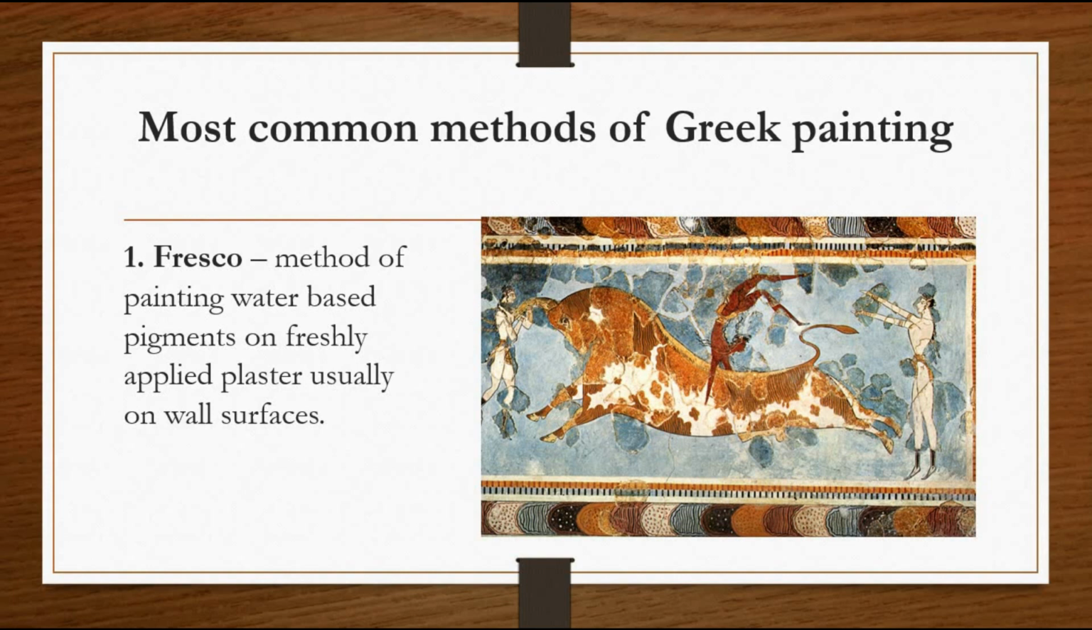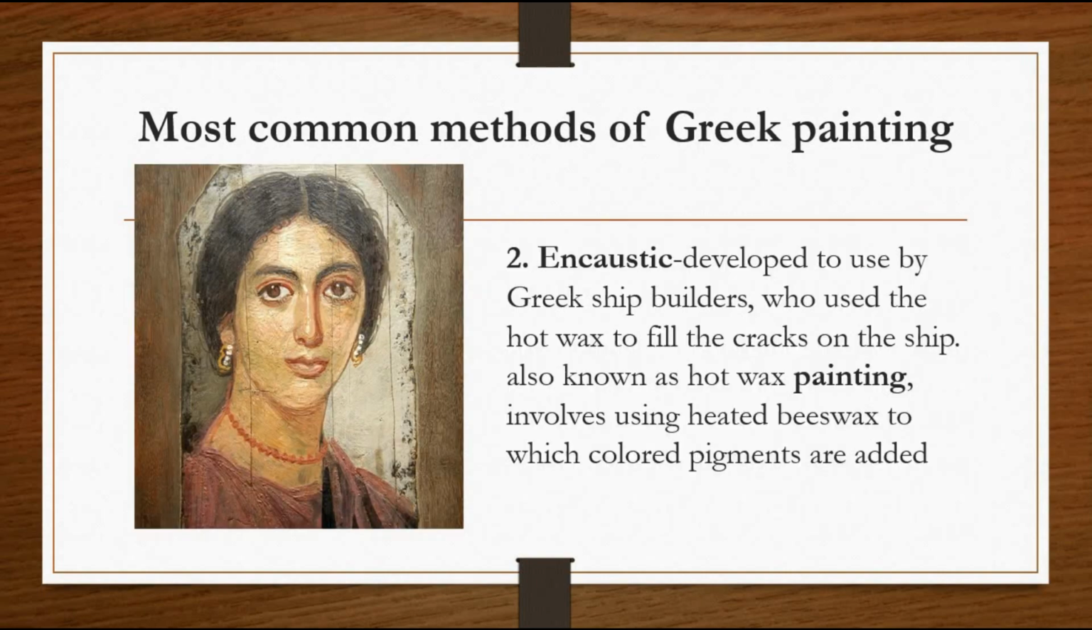Number 1, we have fresco. This is a method of painting with water-based pigments on freshly applied plaster, usually on wall surfaces, just like the picture on the screen. We have number 2, the encaustic.